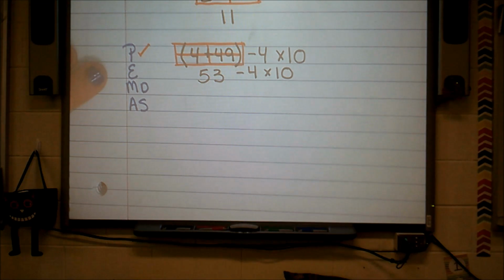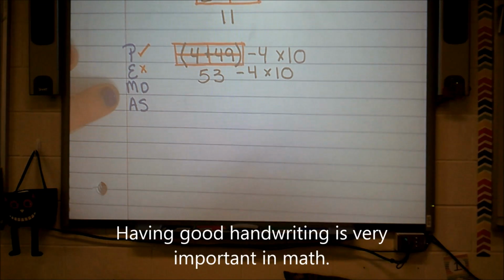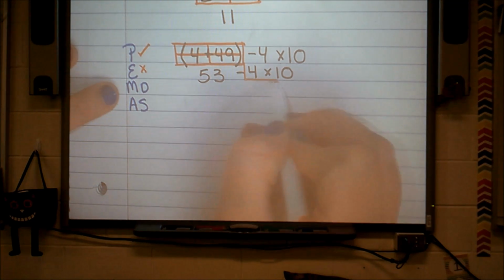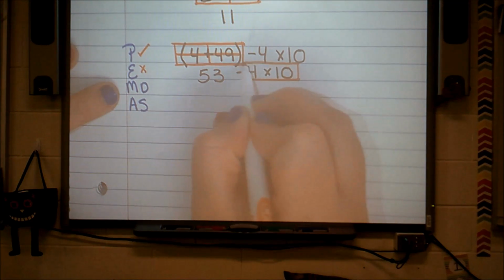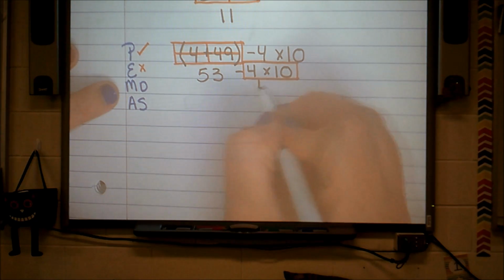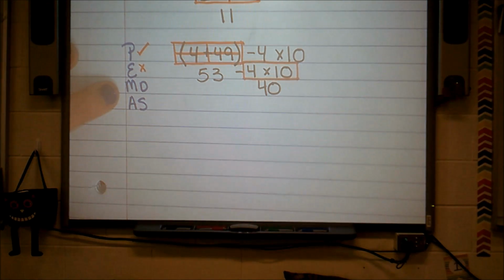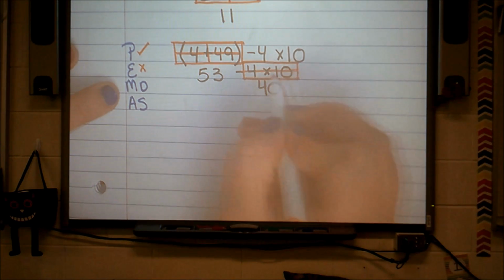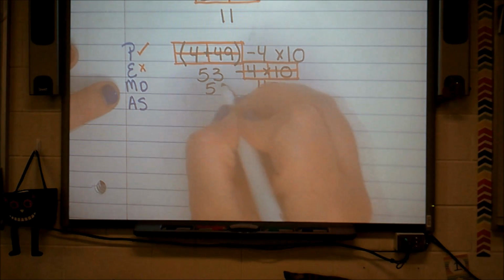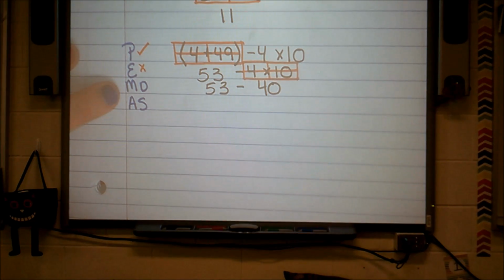Going down the list, exponents, I don't have any. Multiplication or division, ding, ding, ding, I do. So I get my marker out for my box and I put a box around my multiplication. Four times 10 gives me a product of 40. Wrap up my box. Bring down everything that is not in my box. Done with multiplication and division.